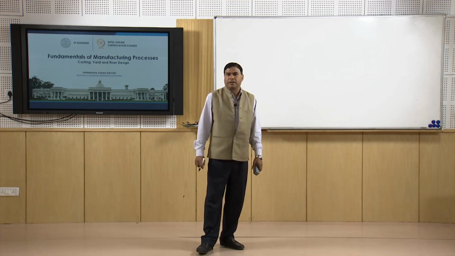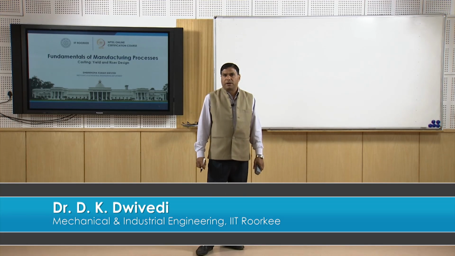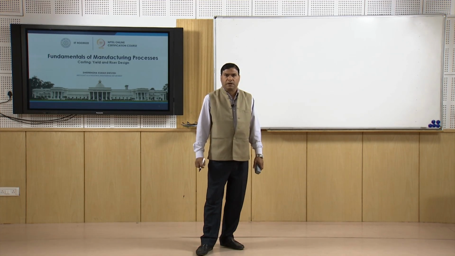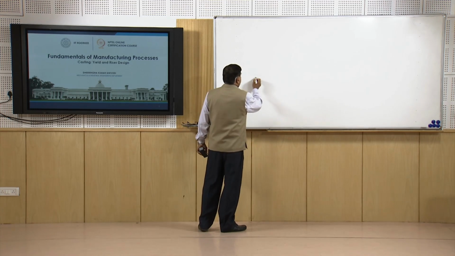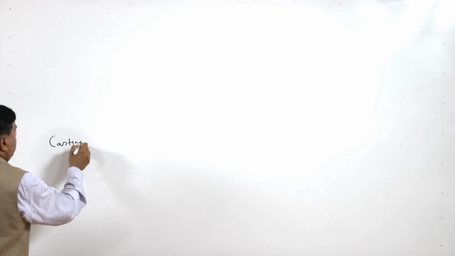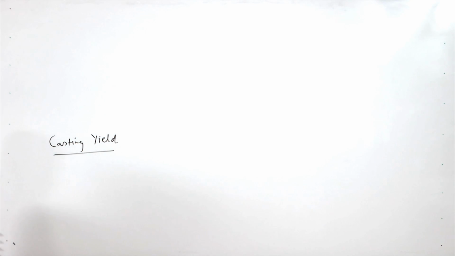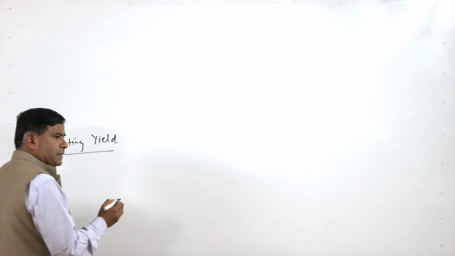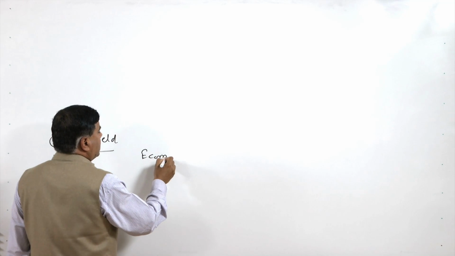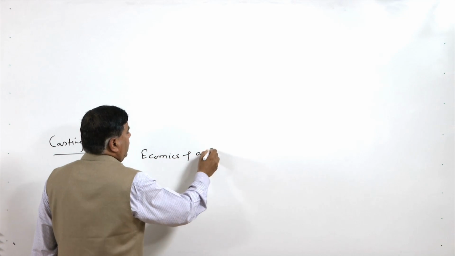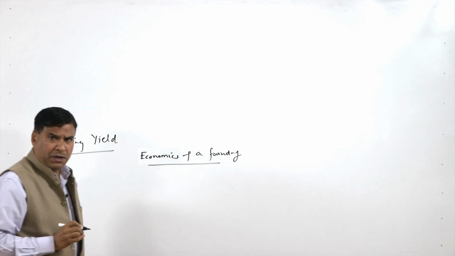This presentation is related to the subject Fundamentals of the Manufacturing Process, and as we are talking about the casting processes, we will first talk about the yield, or the casting yield. The casting yield shows the economics of a foundry, meaning how effectively the resources are being used.